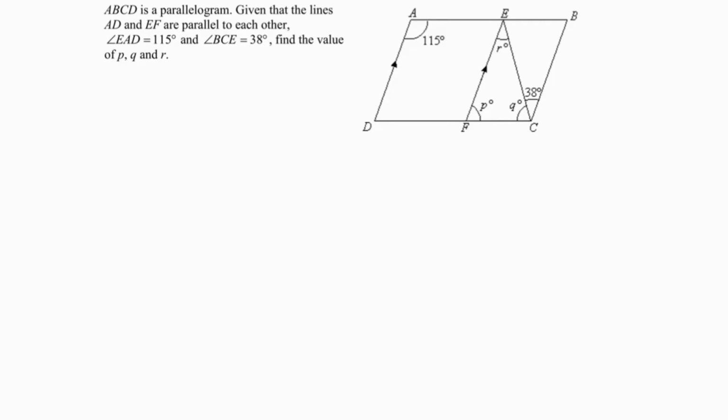So P will be quite straightforward. If this is 115, this will also be 115. So that will be my first working. Angle DFE is equal to 115 degrees because they are opposite angles of a parallelogram.